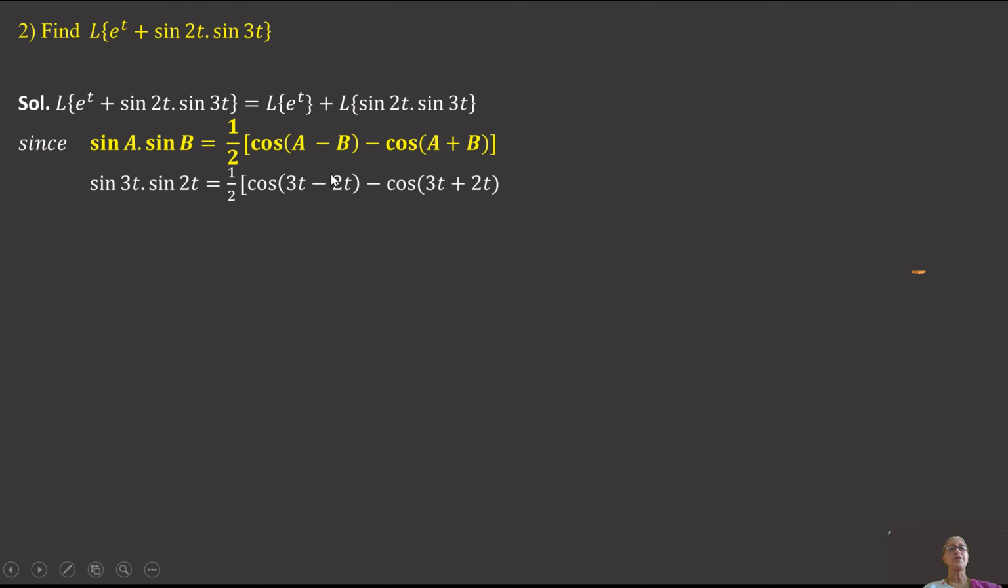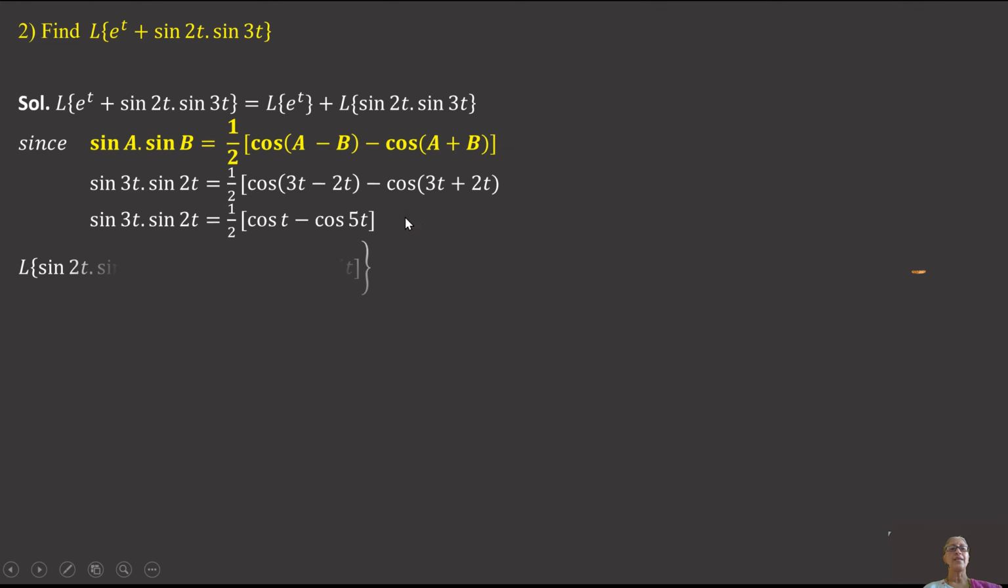Now let us simplify sin 2t into sin 3t first. Let us consider the greater angle term first, so I have written sin 3t into sin 2t, which is equal to 1 by 2 into cos of (a minus b) minus cos of (a plus b), where a means 3t, b means 2t. So here cos of (3t minus 2t) minus cos of (3t plus 2t). When you simplify this, sin 3t into sin 2t equals 1 by 2 into (cos t minus cos 5t).